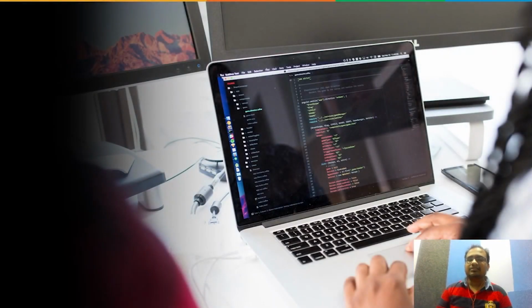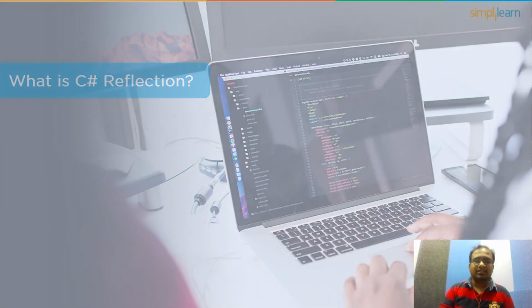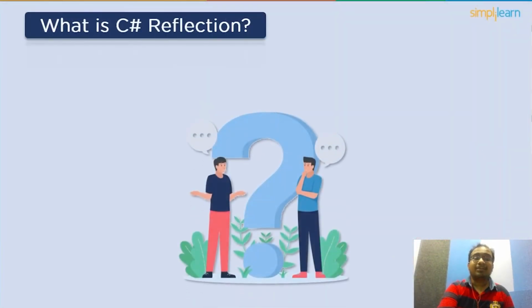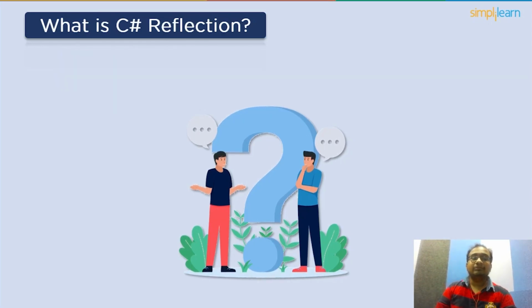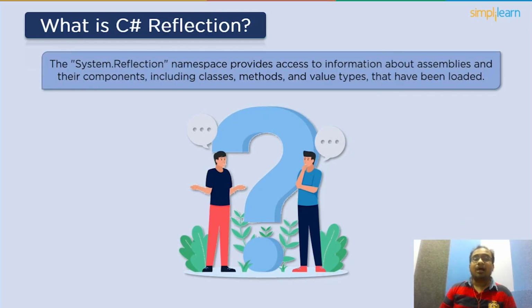Next, let's discuss what C# reflection is. First, reflection is defined in computer science as the technique through which a computer program may view and adjust its structure and behavior. The System.Reflection namespace contains the classes that provide access to a running program's metadata. Next, the System.Reflection namespace allows you to acquire information about the loaded assemblies and their constituents, such as classes, methods, and value types.